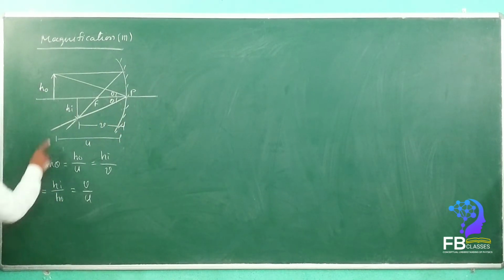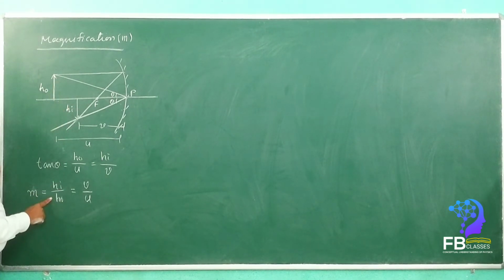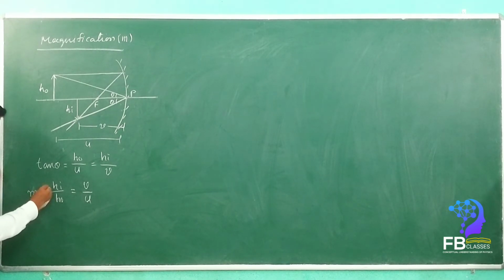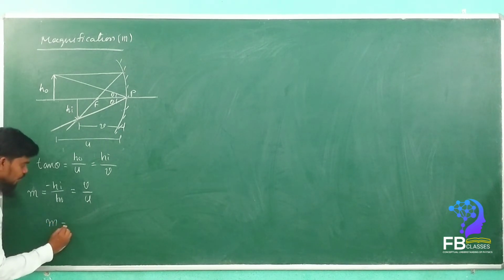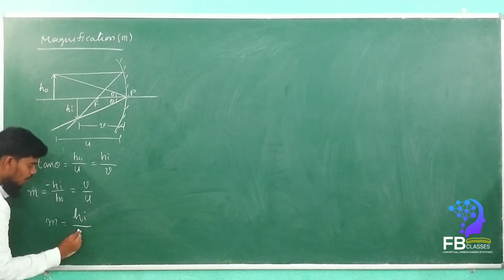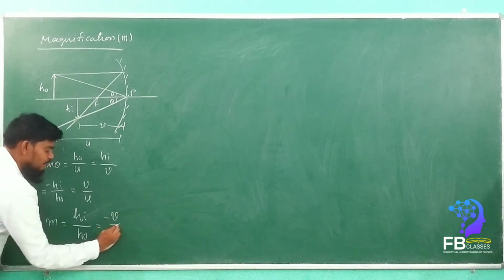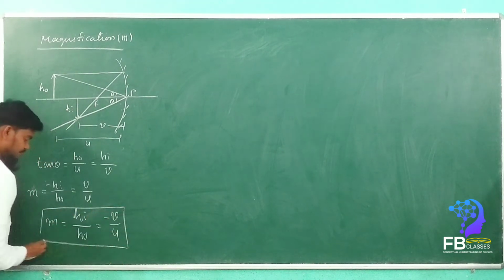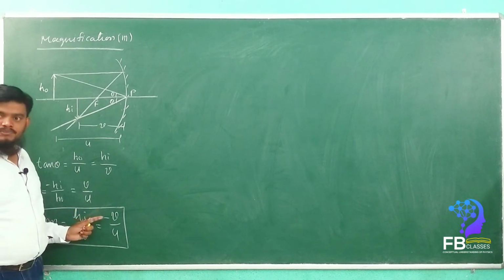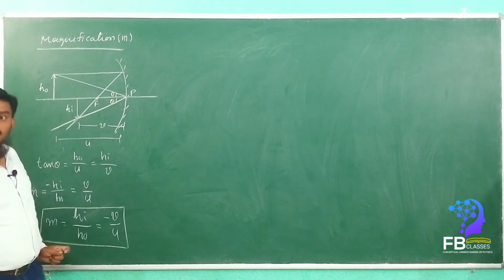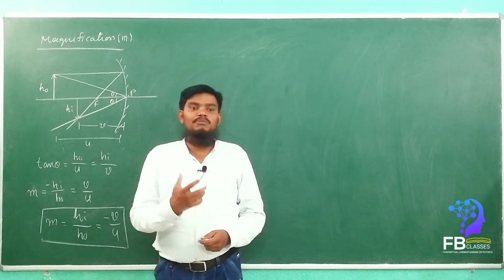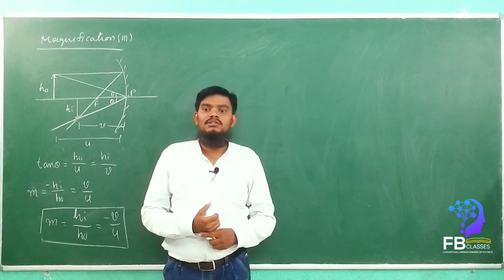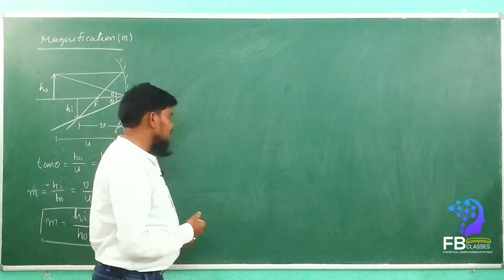So if you take the sign conventions, the height of the object is positive, and the height of the image comes as negative. Yes or no? Yes, sir. So the height of the object is positive, the height of the image is negative. This can also be written in such a way that m is equal to Hi upon Ho is equal to minus V by U. Got it? So this is what we call magnification. This magnification indicates how many times bigger the object or the image is. Got it?